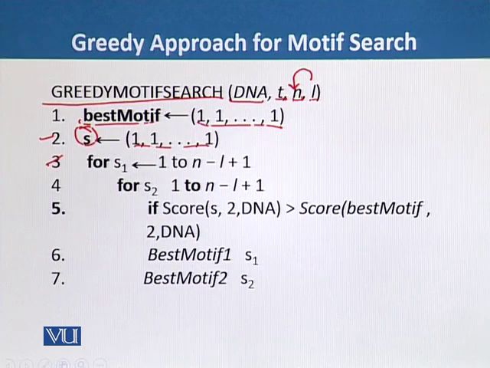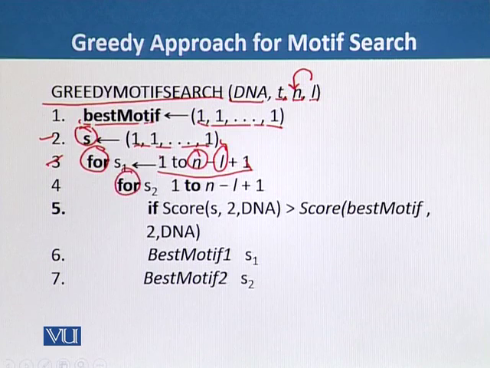In the third step, a for loop is applied, and we assign the value from 1 to n minus l plus 1. It means that it will start from 1, and we subtract the length of the motif we need to find from the length of the DNA sequence, and we add one so that it moves further by one nucleotide. A similar for loop is applied for the second DNA sequence, and again the same value is applied.